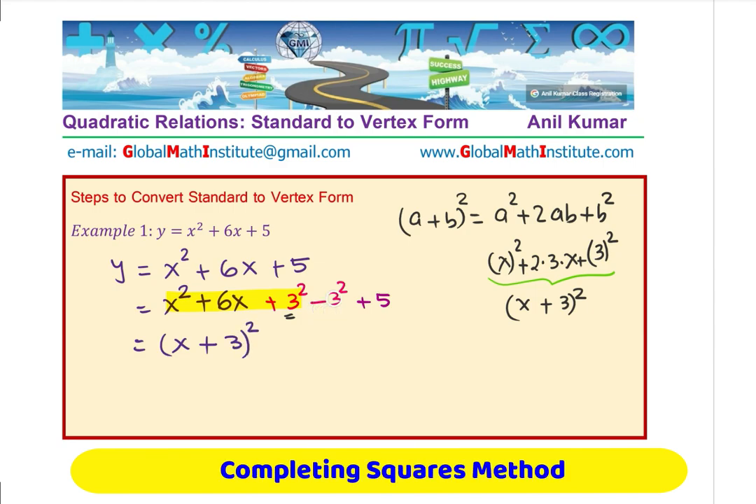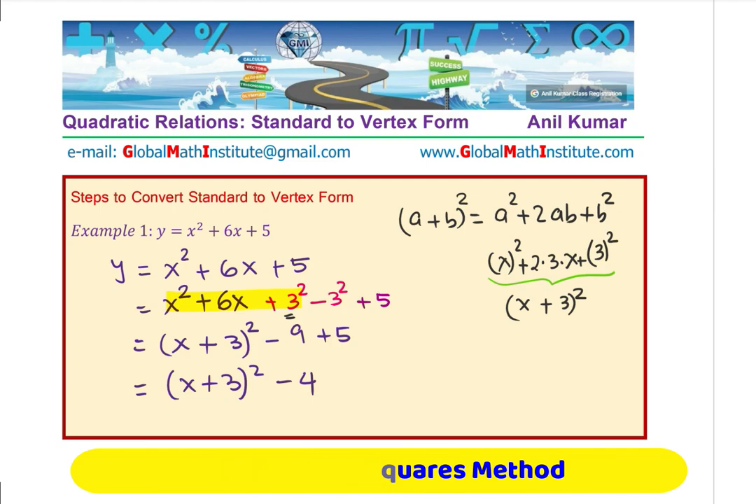We're left with minus 3 square, which is minus 9 and plus 5. Now these constants can be added. So we have (x plus 3) whole square, minus 9 plus 5 gives me minus 4. So that is the vertex form.